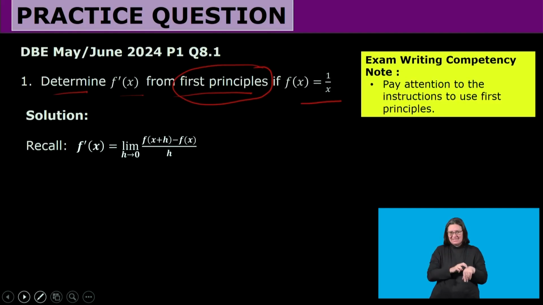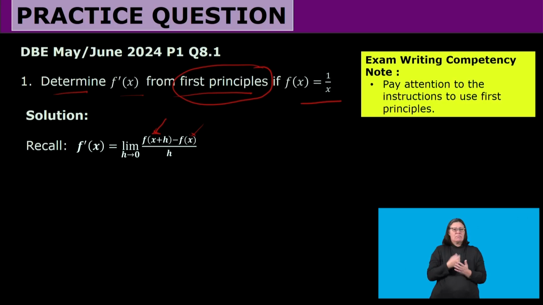Okay, so the formula that we're using for the derivative from first principles is given to you on your formula sheet. It's the limit as h approaches 0 of f of x plus h minus f of x over h. You can straight away, if you feel comfortable, substitute f of x plus h in the numerator and replace f of x with 1 over x.